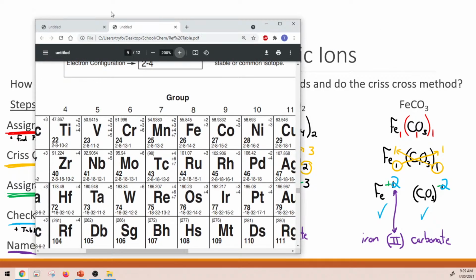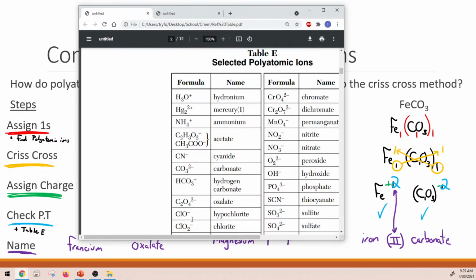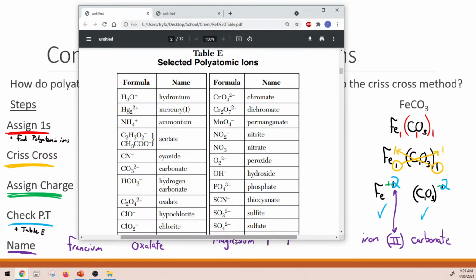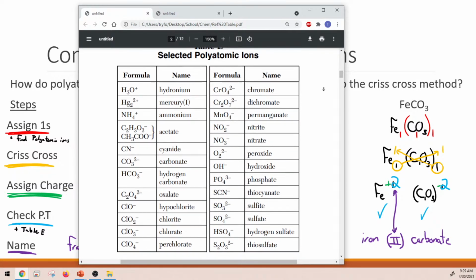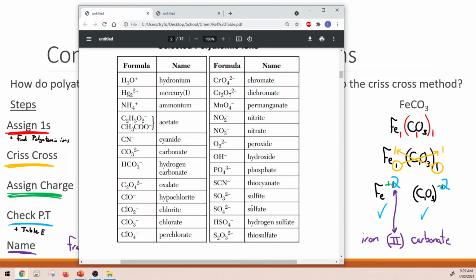Now let's take a closer look at table E. There are some patterns you will see on table E, like the presence of sulfite, sulfate, and hypochlorite, chlorite, chlorate, perchlorate. You get a lot of things that have similar names with similar formulas. Adding an O each time is the only difference between these 4 polyatomic ions. But they are all different, and so they do have their own individual names. A big important thing in chem is making sure that if something is not the same, it has a different name.